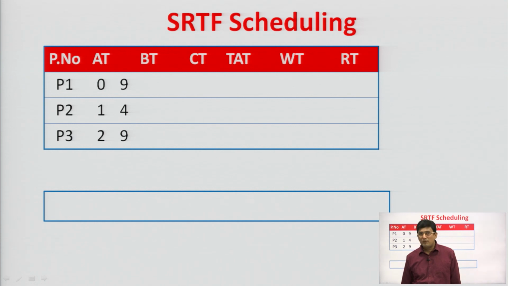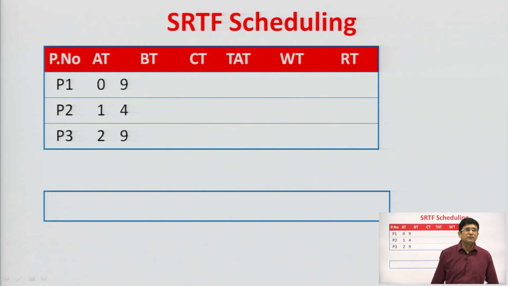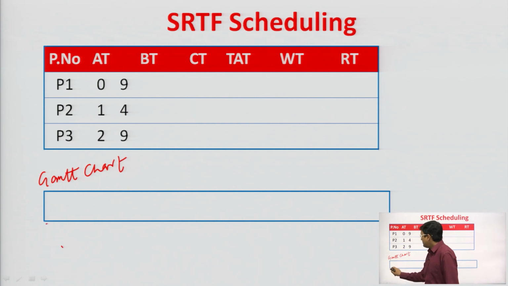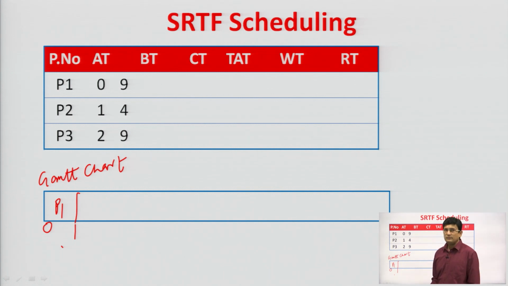Let us solve another problem. In this problem, three processes P1, P2 and P3 are given, and the burst times are given as 9, 4 and 9. So in the Gantt chart I can pick process P1 at time 0, but at time 1 another process is arriving. So let us preempt P1 at time 1 and see which process has come.